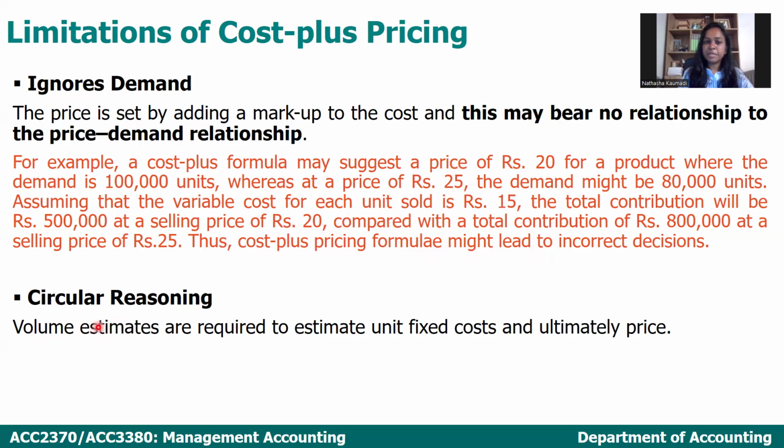Circular reasoning. The next limitation is circular reasoning. What do you mean by that? Volume estimates are required to estimate unit fixed cost and ultimately price. Now, I told you demand is ignored. We are not taking the demand into account when deciding the price based on cost plus pricing. But however, there is circular reasoning.